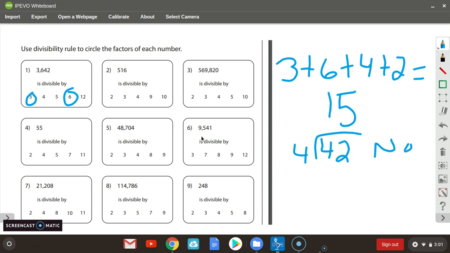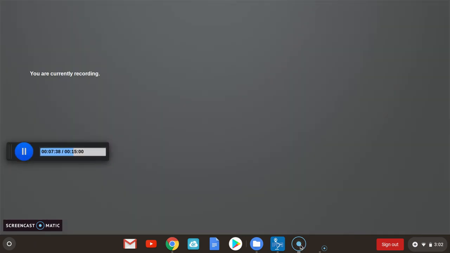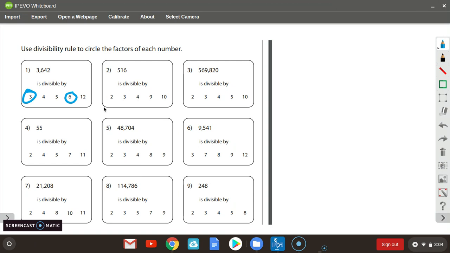Okay, if we take a look at 516, I'm just going to go through and see what my rule is going to be. Looking at 516, the first rule I'm going to look at is 2. Does it end in an even number? My answer is yes, so it is divisible by 2. I'm going to add the sum of my digits together. So I'm going to add 5 plus 1 plus 6. When I add 5 plus 1, I get 6, plus 6 is going to be 12. So it is divisible by 3.